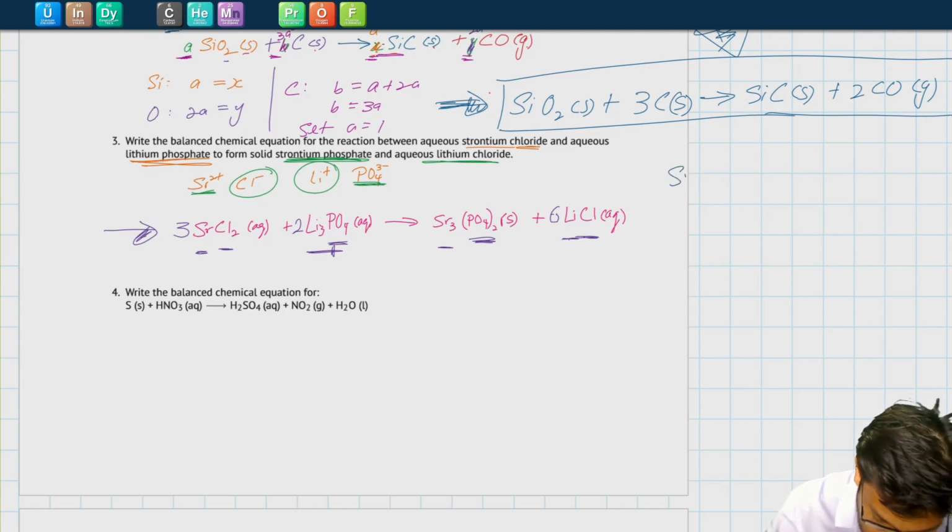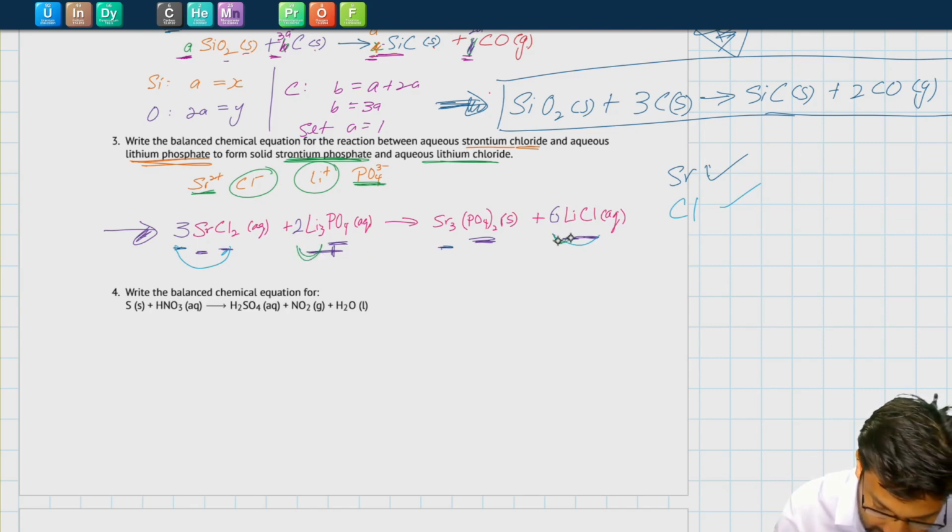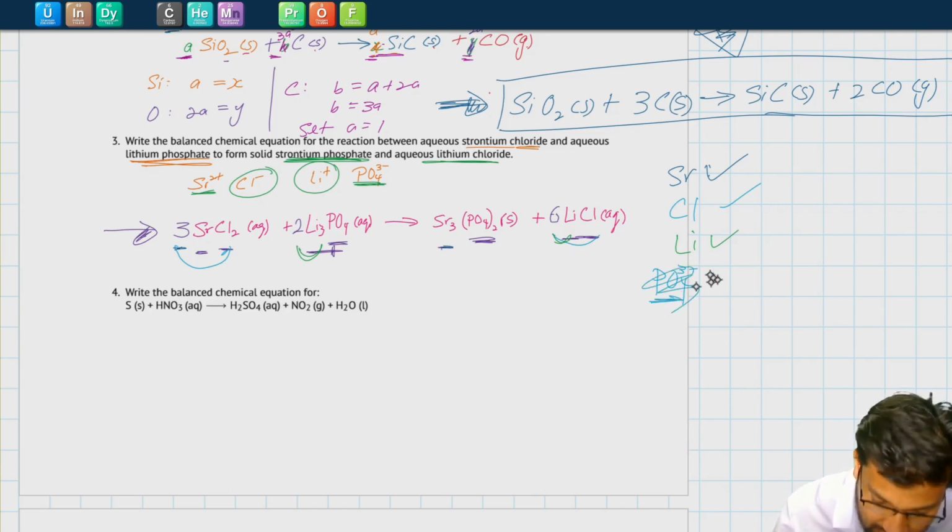Let's do it. For strontium, we have 3 on the left-hand side and 3 on the right-hand side, so that's balanced. Chlorine, we have 3 times 2 is 6 on the left and 6 on the right, so that's balanced. Lithium, we have 2 times 3, which is 6, and we have 6 on the right-hand side, so that's balanced. And for phosphate, PO4 3-, let's look at each atom separately.